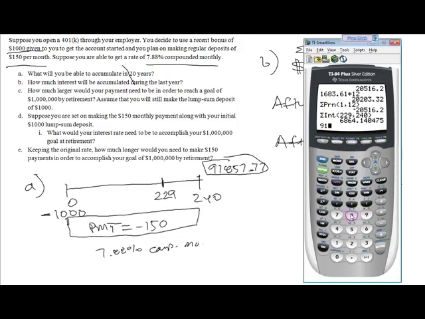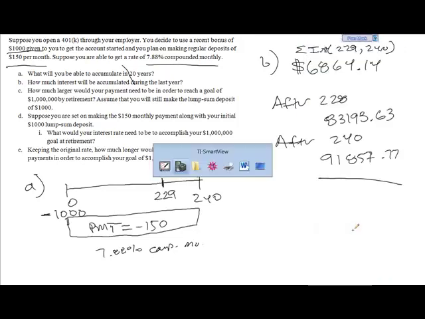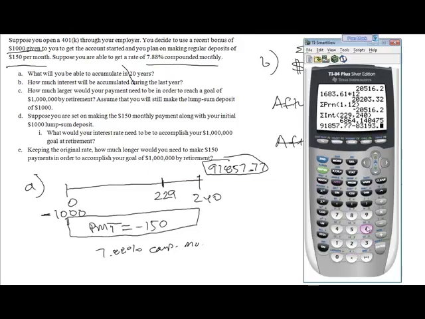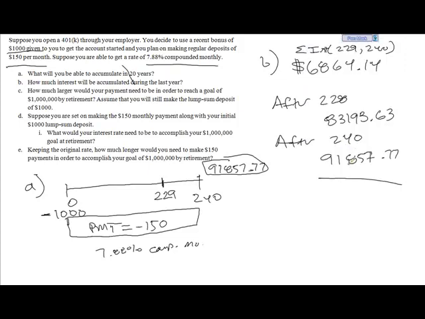Now the difference between those is going to be 91,857.77 minus 83,193.63, and that's $8,664.14. And you may say, well, hey, wait a minute, that doesn't match up with what we got up here by using the calculator function.